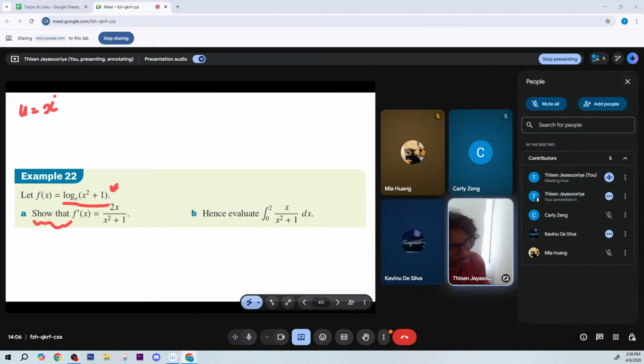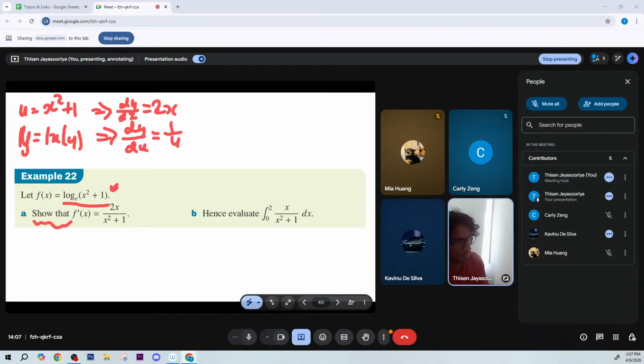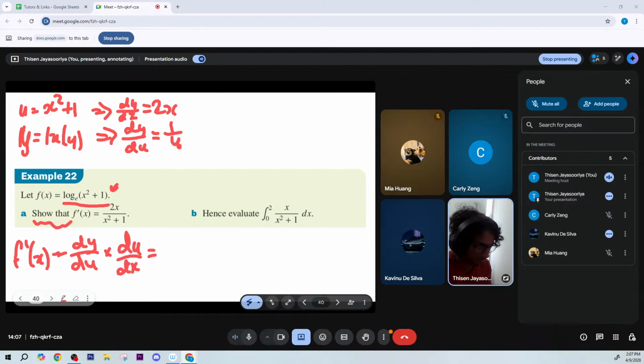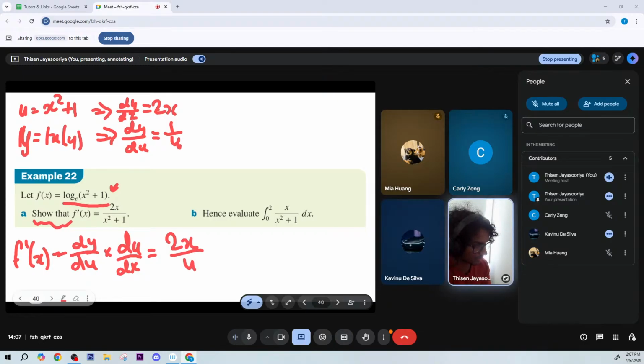Yeah. So here we let u equal x squared plus 1, and then we will do y equals ln of u. So then, what's the derivative of this one? du on dx, 2x. And what is dy on du here? 1 on u. So this is using the chain rule. F dash of x must then be equal to dy on du times du on dx. And then what do we get from there? 2x on u, and then 2x over x squared plus 1.